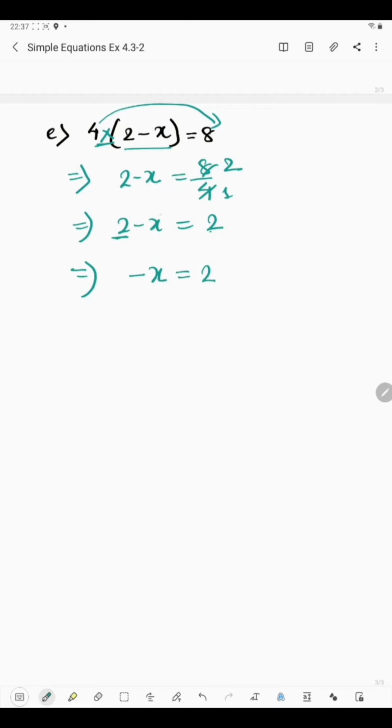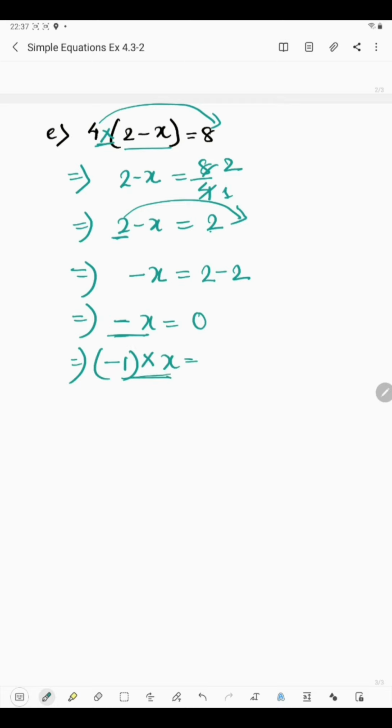This 2 we are taking to the right hand side, right? So plus 2 will be minus 2. Okay, so minus x is equal to 2 minus 2 is 0. Now what will be the value of x? You will see a minus sign here. How to write this? Do you know, like here minus 1 into x, because if you multiply this you will get minus x, right? So minus 1 into x is equal to 0.